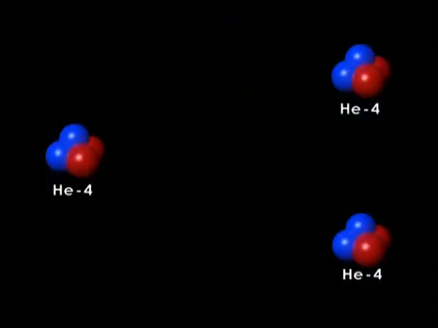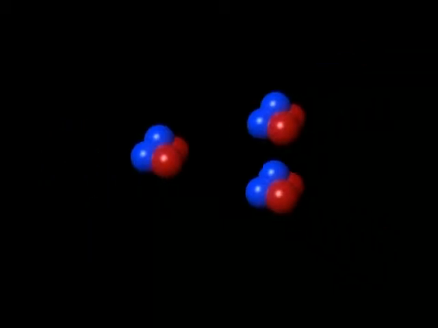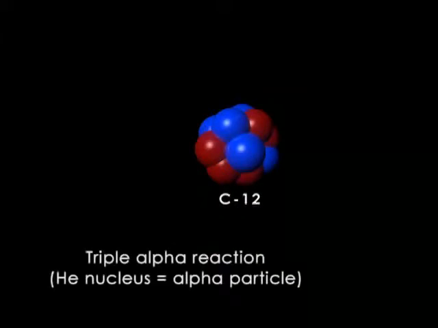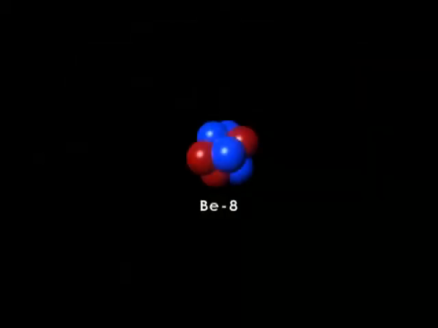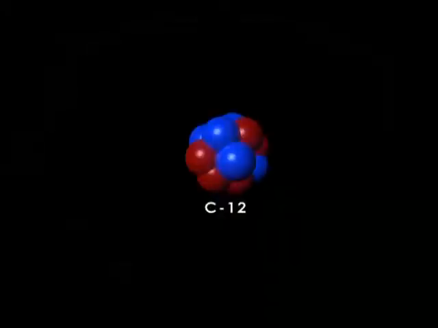Only then is it possible for 3 helium nuclei to collide almost simultaneously to make carbon-12 in what's called the triple alpha reaction, because another name for a helium nucleus is an alpha particle. In effect, the first 2 helium nuclei collide to make beryllium-8, but before it has a chance to break apart, a third one comes zooming in to make carbon.